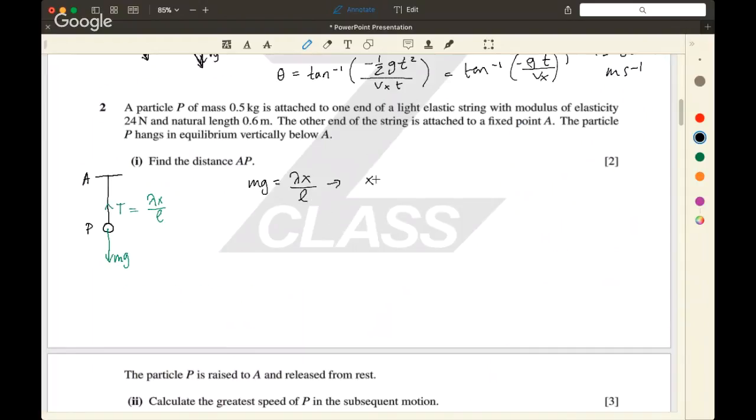So that means that x is going to be equal to mgl over lambda, which is 0.125 meters. Now remember, that's just the amount that it's been stretched. So its natural length is 0.6. So 0.6 is somewhere here. And then it's been stretched a little extra amount. So the AP distance must be 0.725 meters.